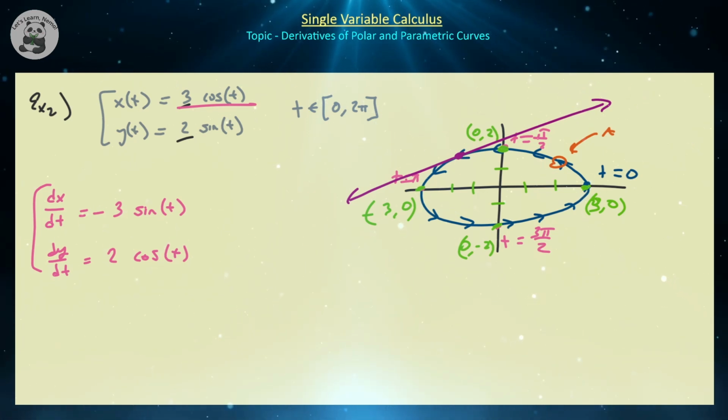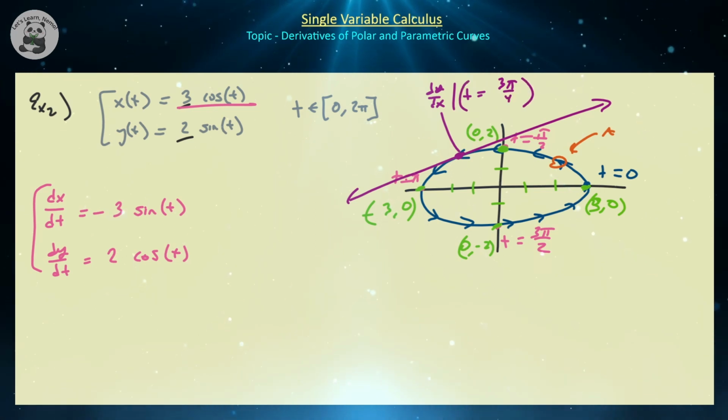Which is different from x changing with respect to time and y changing with respect to time. So what is dy/dx when t is equal to, I don't know, 3π/4? How is y changing with respect to x? Are we going up? Are we going down? What's going on there? So let's look at that.